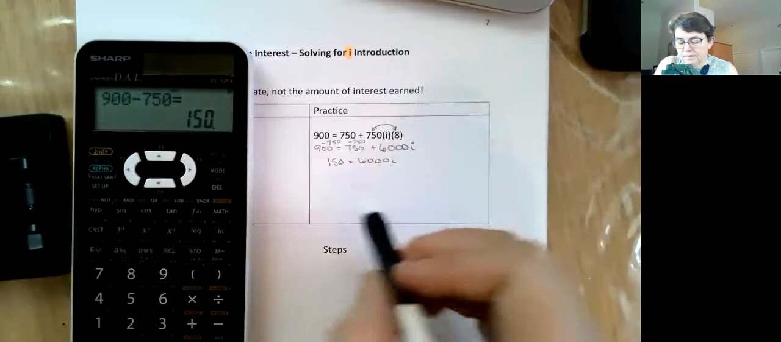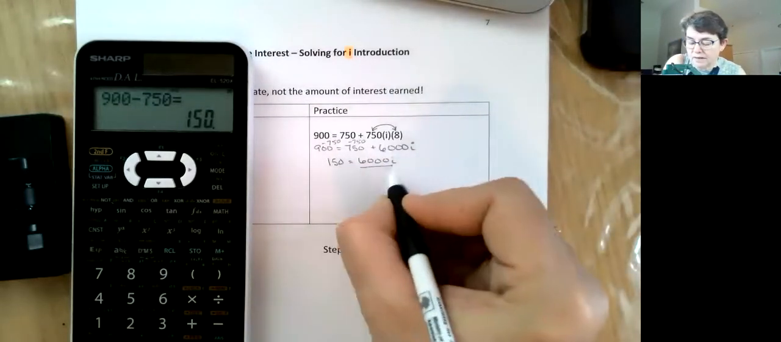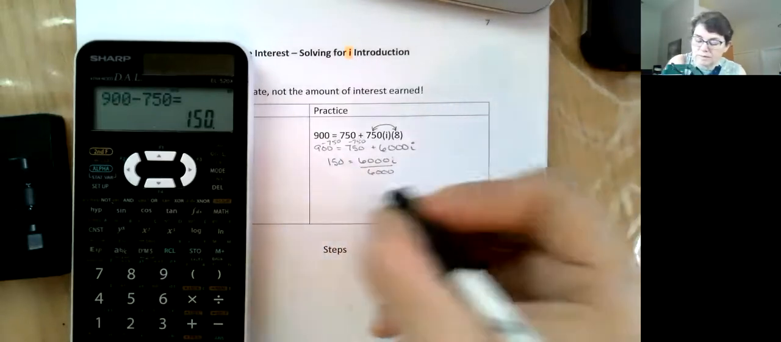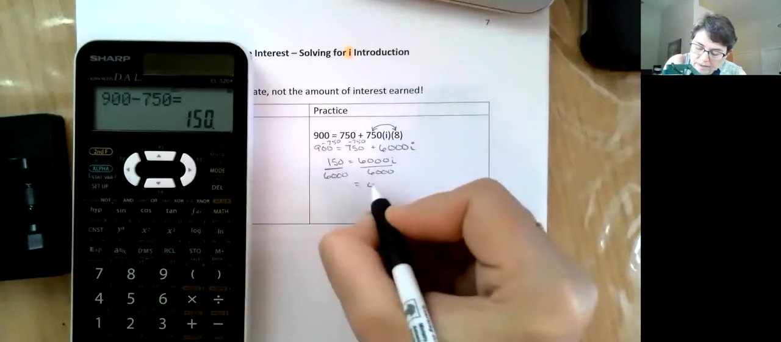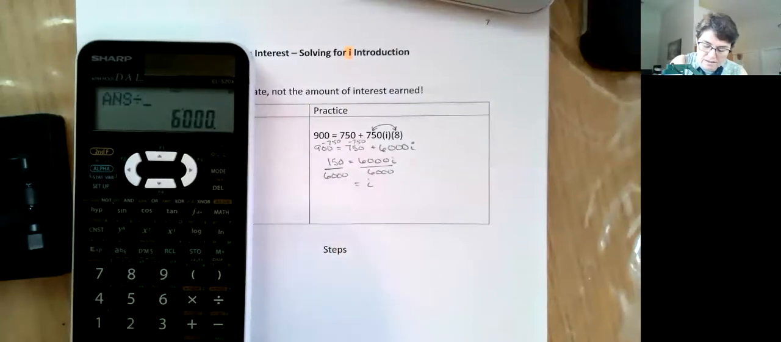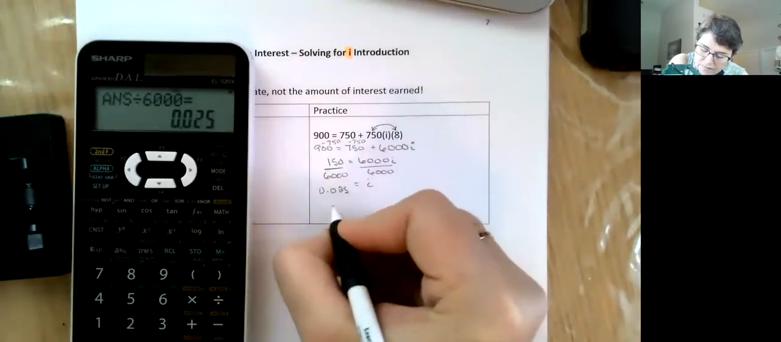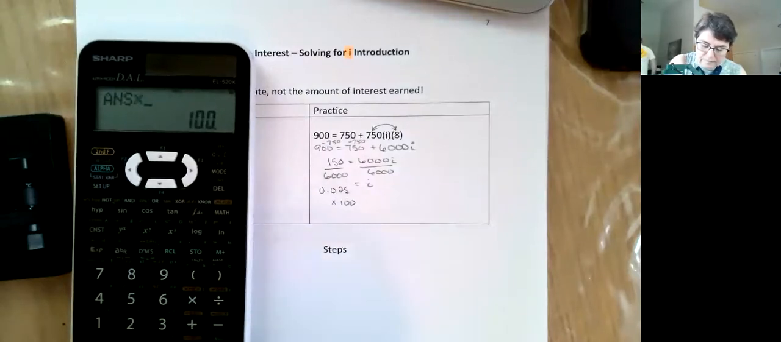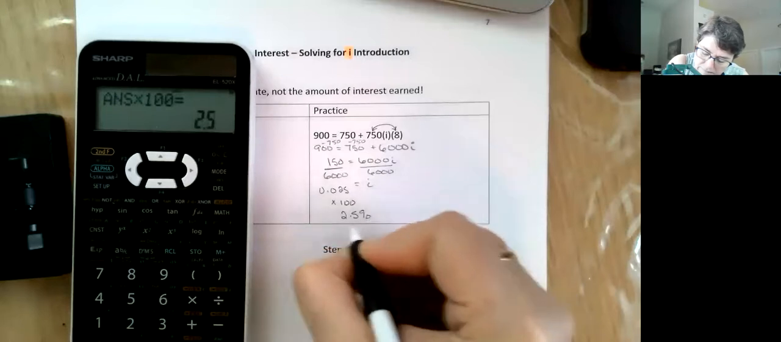Okay, so now my numbers are on one side, my variables are all on the other. So I'm going to divide here by 6,000. Remember, if there's nothing in between, that means multiply. Divide by 6,000 here, and I get 150 divided by 6,000, and I get 0.025 times 100 is 2.5%. And there we go.